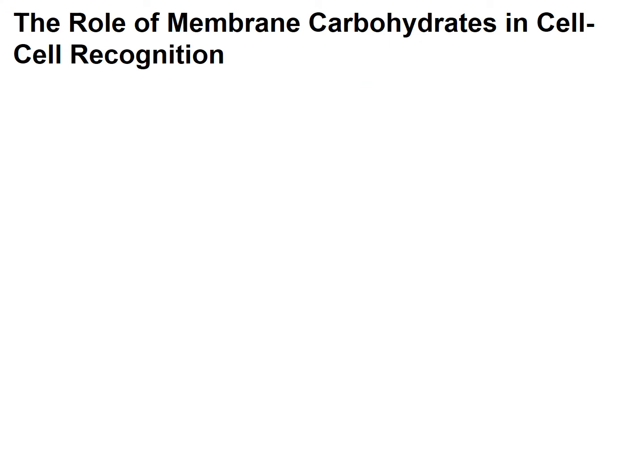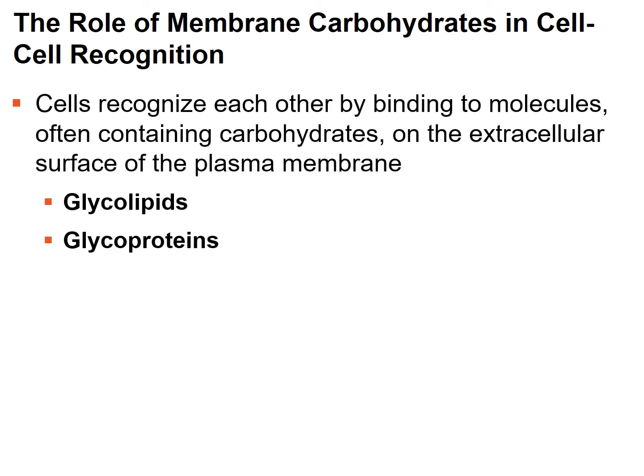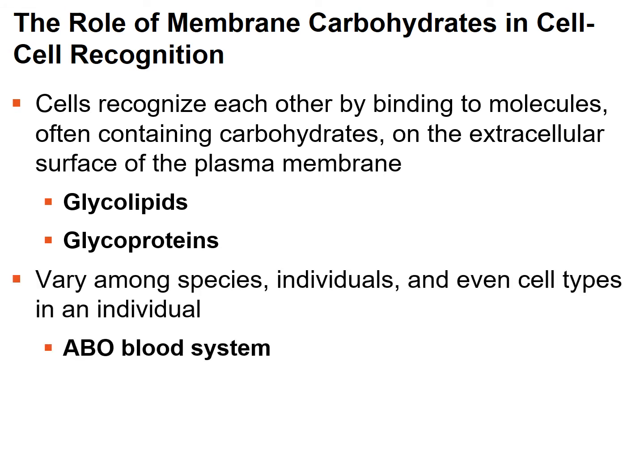Okay, so let's talk about carbohydrates and their role in cell-cell recognition. So remember, carbohydrates can be attached to lipids or they can be attached to proteins. This makes glycolipids and glycoproteins, and they can be on the surface of any cell. So they would be attached to or part of the plasma membrane. Well, you guys all have blood, right? So there's what's called the ABO blood system. So some of you may know your blood type. But it's the blood type, or it's the carbohydrates on the surface of the protein.